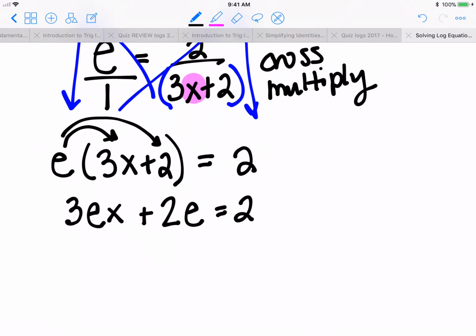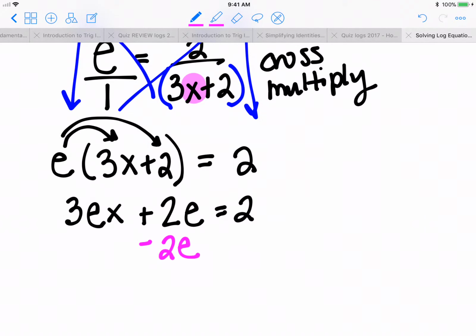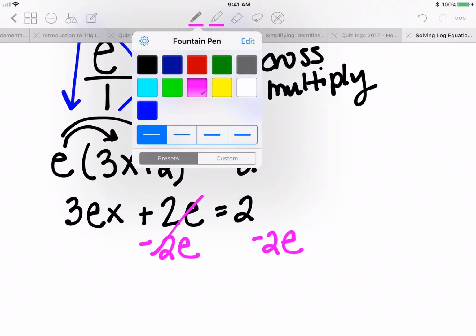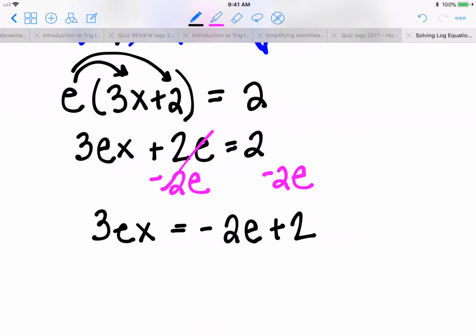And now if I want to get e or x by itself, I need to move this 2. So if I move this 2 over to the other side, this cancels, and I'm left with 3 e to the x is equal to -2e plus 2. Okay, I'm getting close to the end.